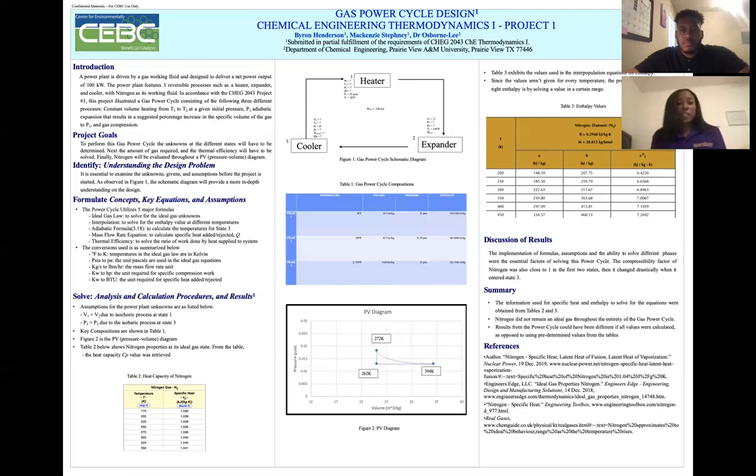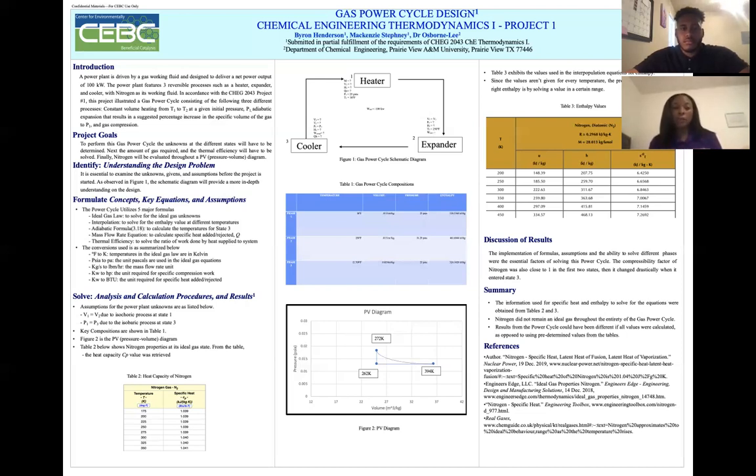Next, we'll be moving on to the second step, which was the formulate. We have to formulate concepts, key equations, and the assumptions. This power cycle utilized five major formulas. The first formula was the ideal gas law, and we use that to solve for the ideal gas unknowns, which I previously mentioned, which was the temperature, pressure, and the volume. And that equation was PV equals RT, and we use that for state one and state two.